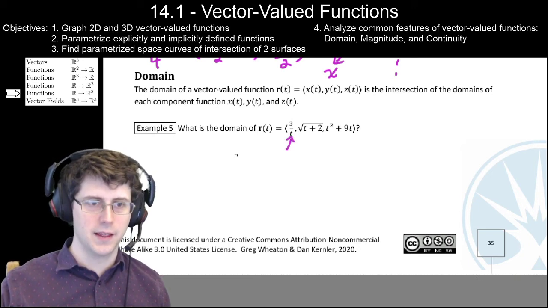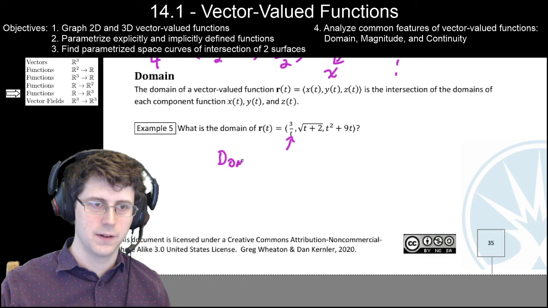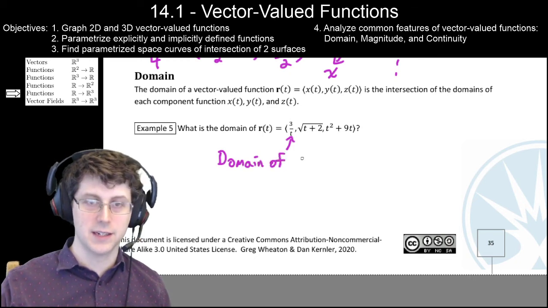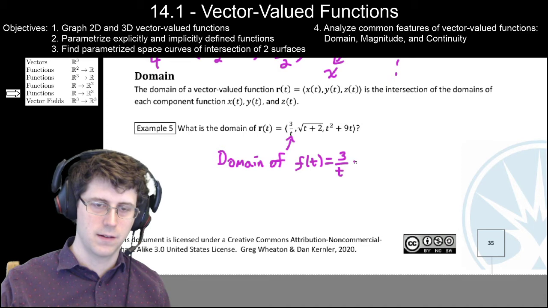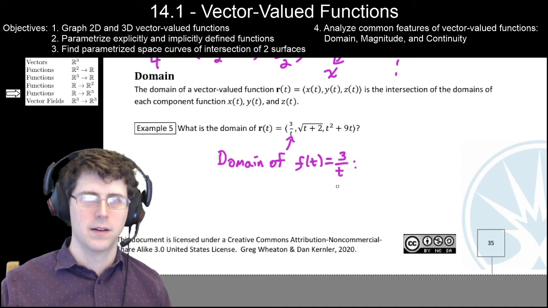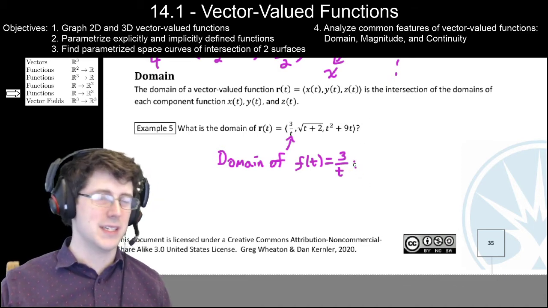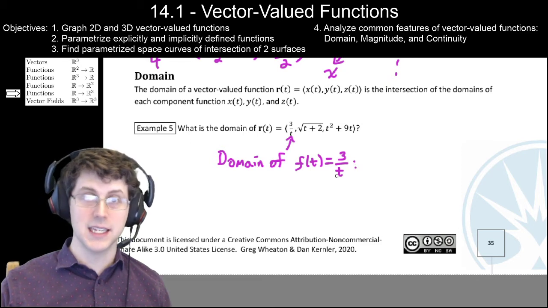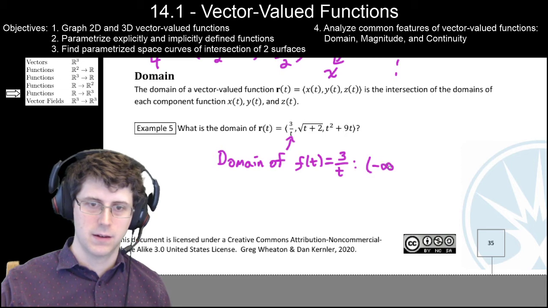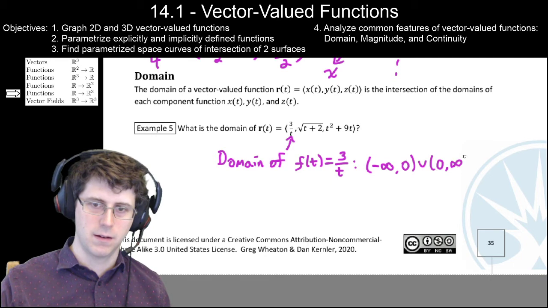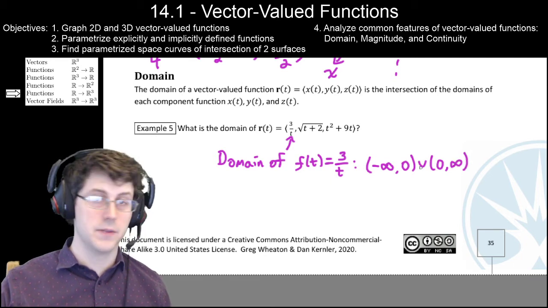So here, the domain of just the function 3 over t, I can put almost any real number in for t, but I can't put in t equals 0. So this is all the real numbers except 0.